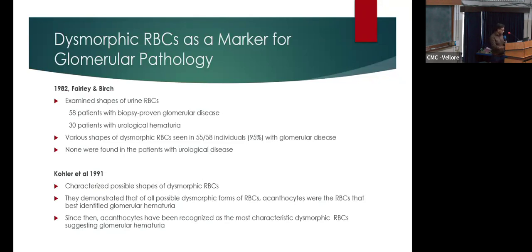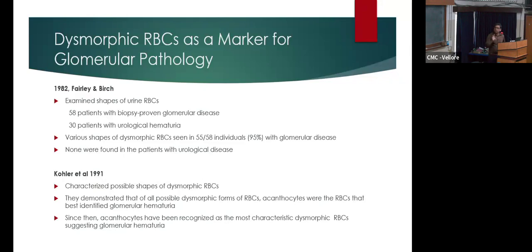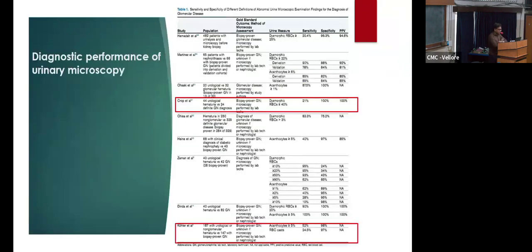As I told you, in 1991, Kohler et al. characterized the possible shapes of the dysmorphic RBCs. He demonstrated 9 different types, and one characteristic he noted was the acanthocytes. Since then, we use the acanthocytes as the characteristic picture of the dysmorphic or microscopic hematuria of glomerular origin. So here we can see why we are using dysmorphic RBCs of more than 40%. You see that highlighted study done by Cope et al. He found that if the dysmorphic RBCs are more than 40%, the sensitivity is low, only 20%, but the specificity is almost 100%.